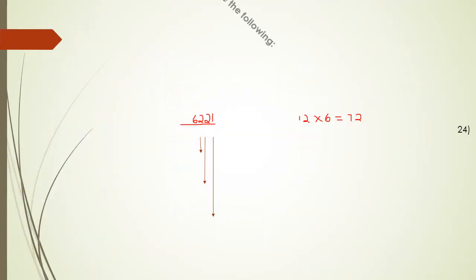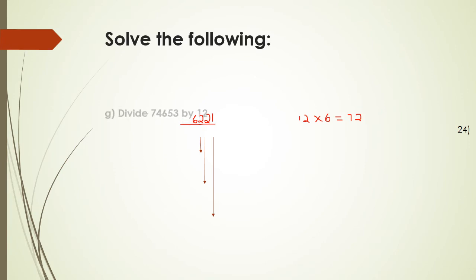Next problem. Solve the following. G. Divide 74,653 by 12. 74,653 is the dividend and 12 is the divisor. So 12 will be outside the bar and 74,653 will be inside the division bar. So what is the first step you have to do here?